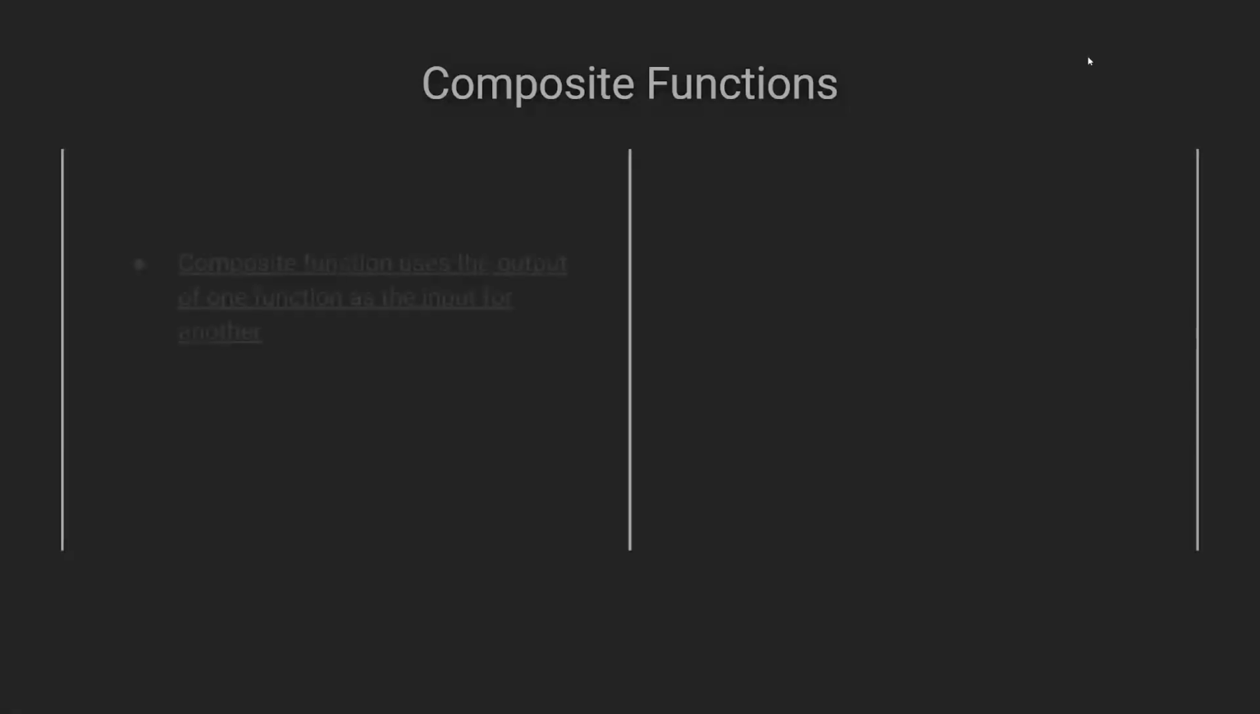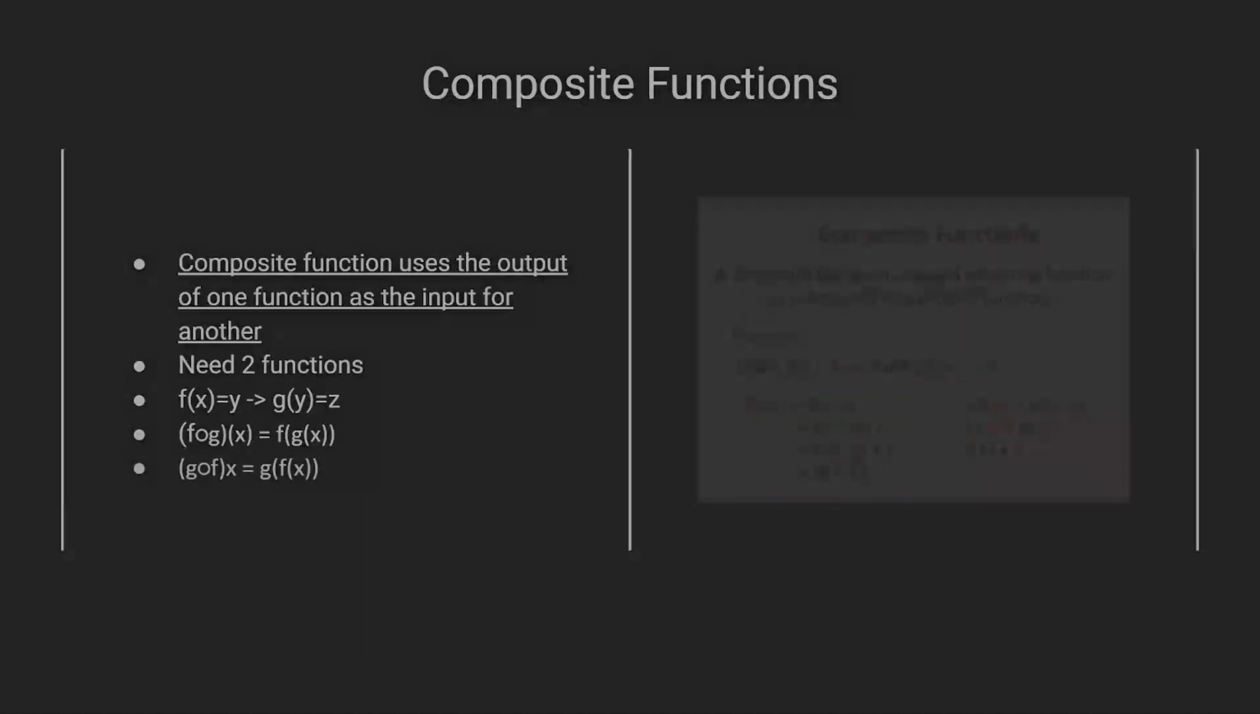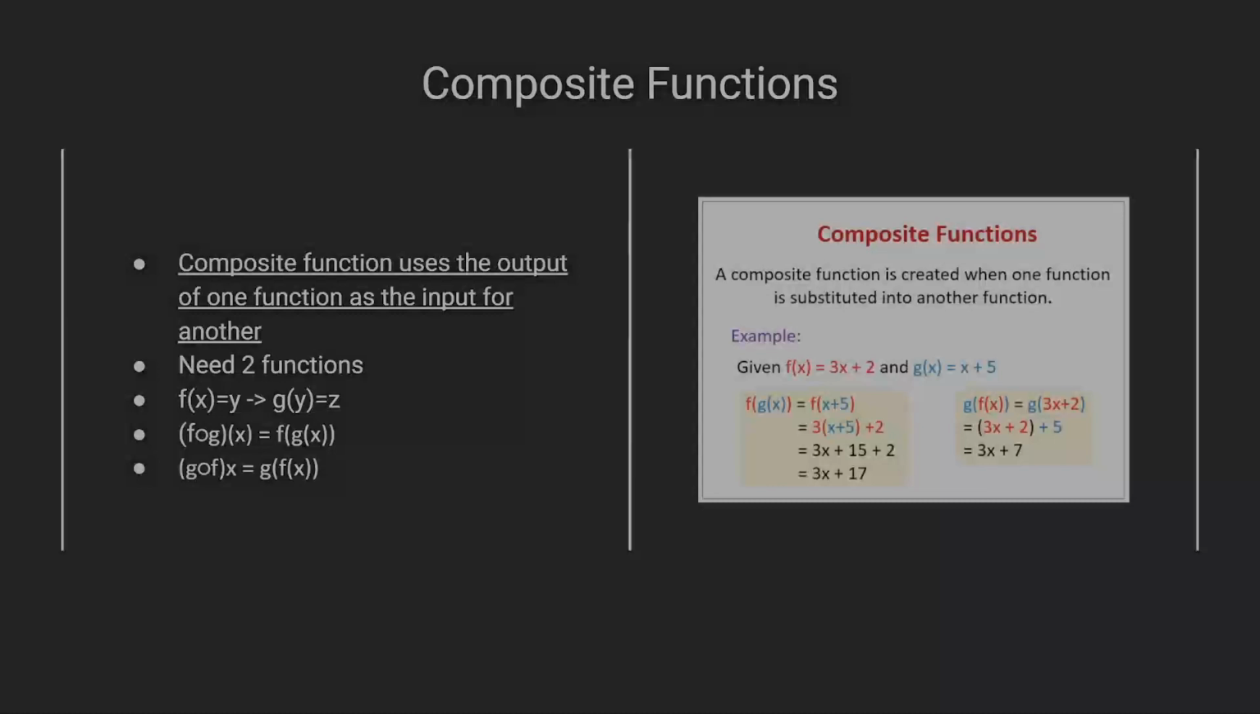Now for composite functions. These functions use the output of one function as an input for another. Therefore, you will need two functions. This can be explained in the following formula: if f of x equals y, y being the output, then for the g function, we're going to use y, the output of the f of x function, as an input. And so g of y is going to equal z, our output for the g function. And this is all going to combine into one composite function.